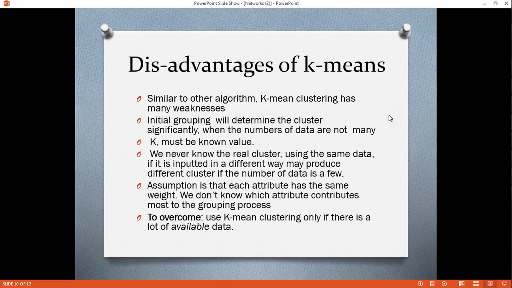The disadvantages of k-means, we will see, are that the initial grouping will determine the cluster significantly when the number of data is not large, and we never know the real cluster. If the same data is inputted in a different way, it may produce different clusters. The assumption is that each attribute has the same weight, and we don't know which attribute contributes most to the grouping process. To overcome these disadvantages, k-means is used only when there is a lot of data available.